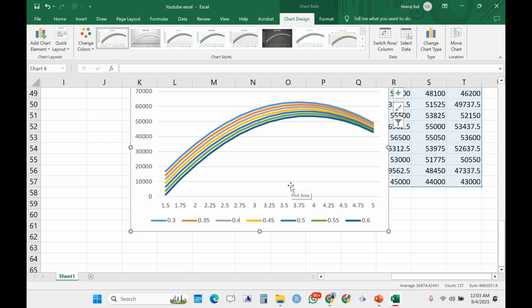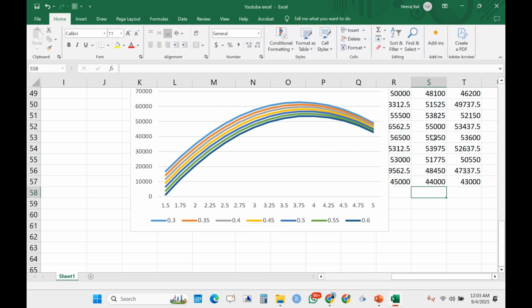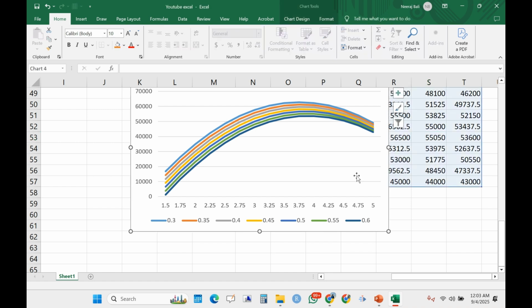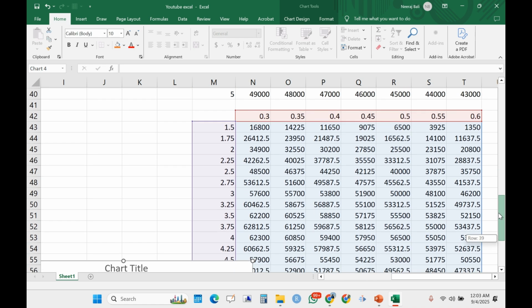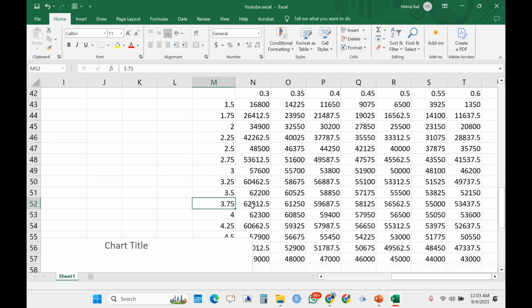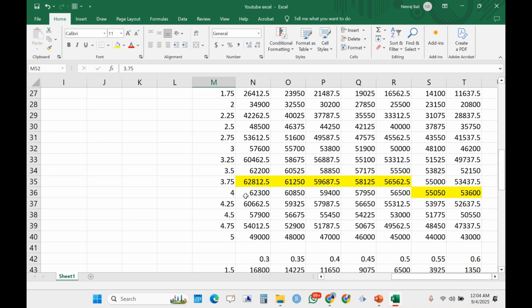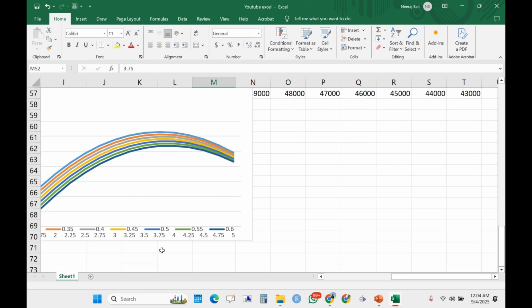So now you can see that at 3.75, you can see visually also, and we also analyzed from the table. After 3.75, the profits start decreasing. So this is how you see it visually, and also you can see this in the table. In the table also, at 3.75, we have already seen over here that 3.75 is maximum profit, and also the chart is showing the same thing.